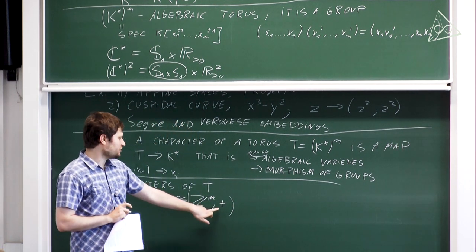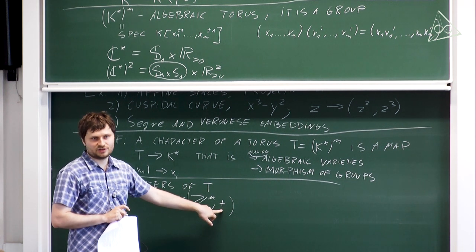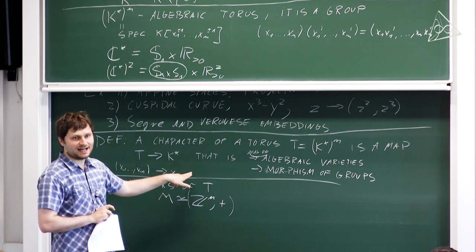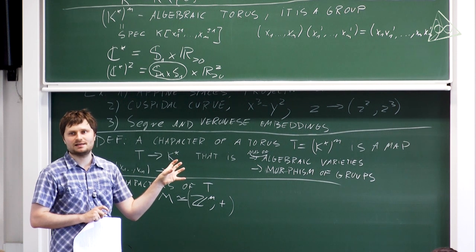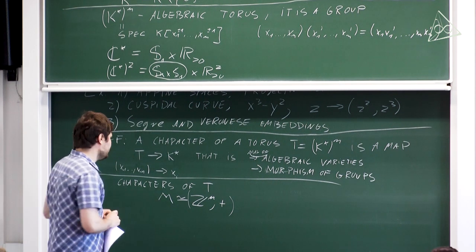These sets come with an additional structure of a group. Here, I can just add integral points, and I get an integral point. So notice, in terms of monomials, this corresponds to adding exponents of a monomial, which happens when I multiply two monomials. So I can also define a group structure here.